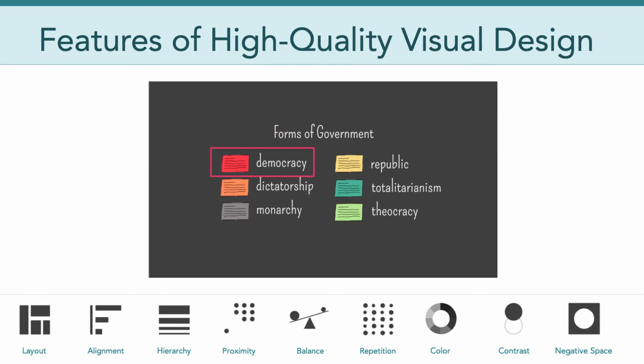Well, yes, of course. It's so obvious we don't even really think about it, but each note card is close to its label. And that closeness, or that proximity, helps the viewer understand that in this case, the red card signifies democracy. So that word and that graphic are close together, and that proximity helps us understand that they're related.